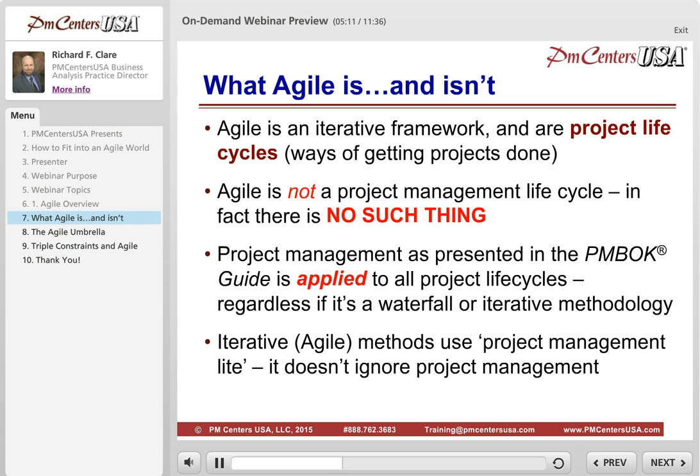Even in the PMBOK guide, there is nothing that would correspond directly to some kind of a universal project management life cycle. Instead, these methodologies and concepts and ideas are applied to all project life cycles, and it doesn't matter whether it's waterfall or Agile. Okay? One of the myths about Agile is that it doesn't really make use of the project management precepts. Sorry, it's just not true. It just uses them in different ways.